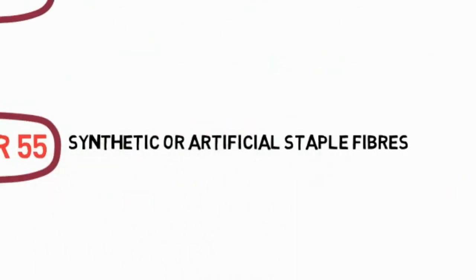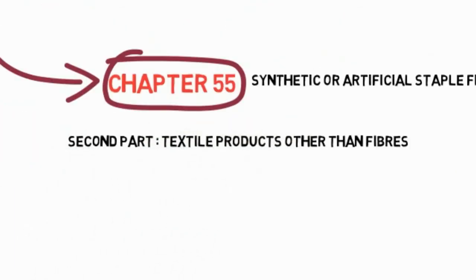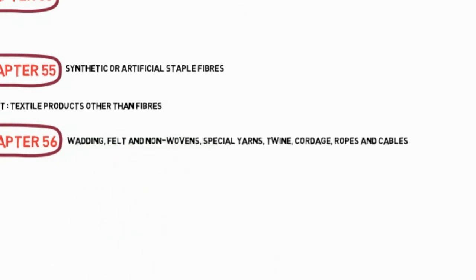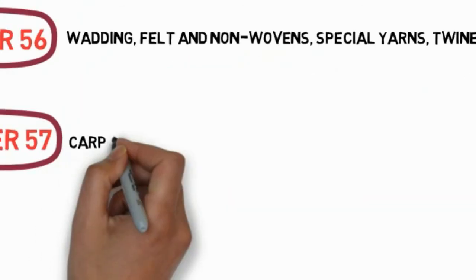The second part is devoted to textile products other than fibers and ordinary yarns, in other words, special yarns and fabrics, made-up articles or knitwear, for example. No distinction is made between the textile materials that make up the articles, which are classified in this part according to the textile material from which they are made. Chapter 56: Wadding, felt and non-wovens, special yarns, twine, cordage, ropes and cables.